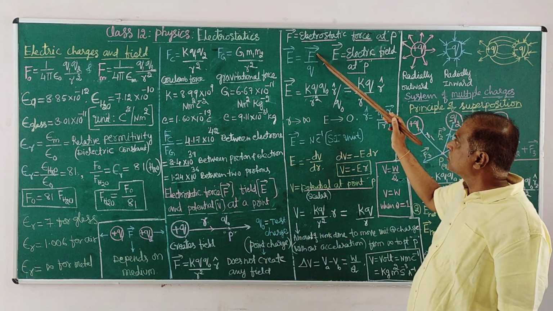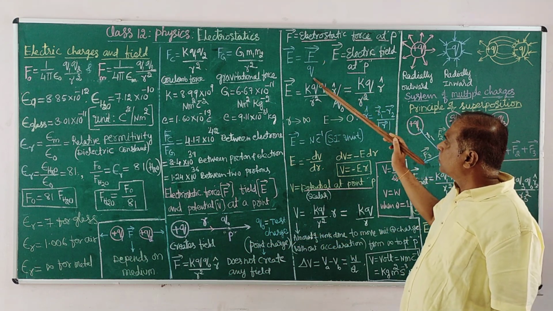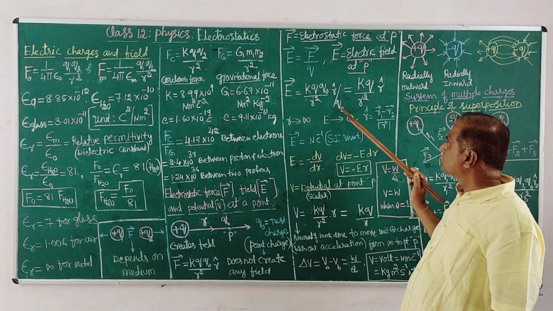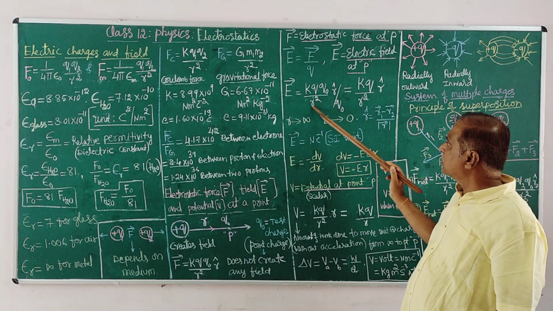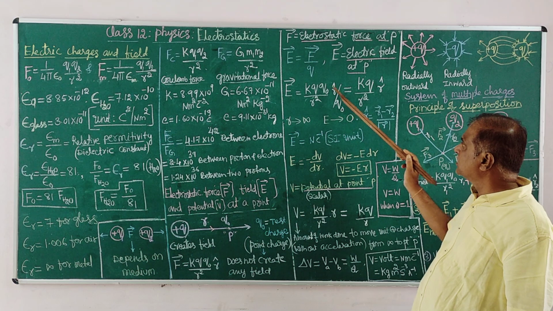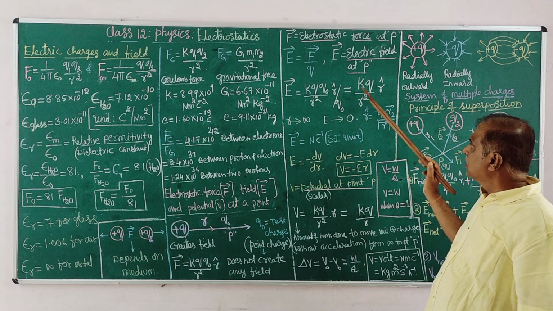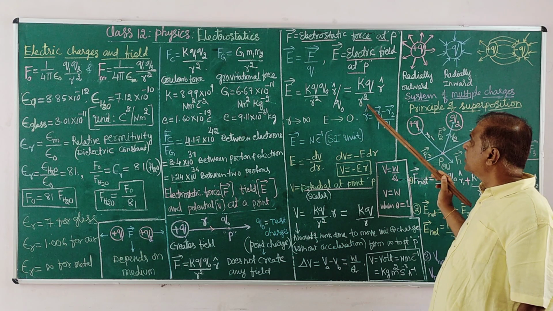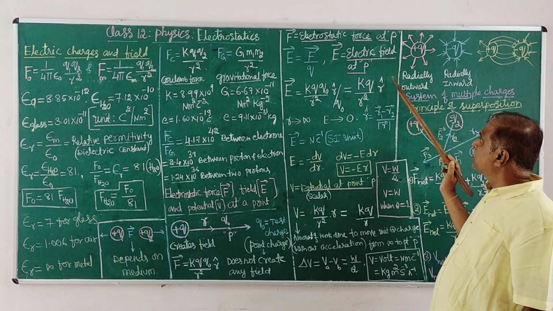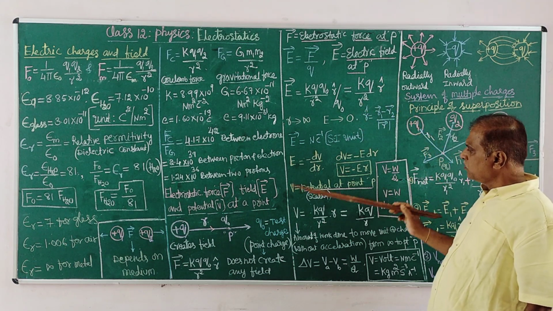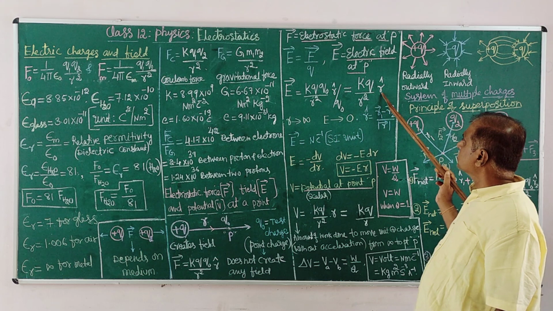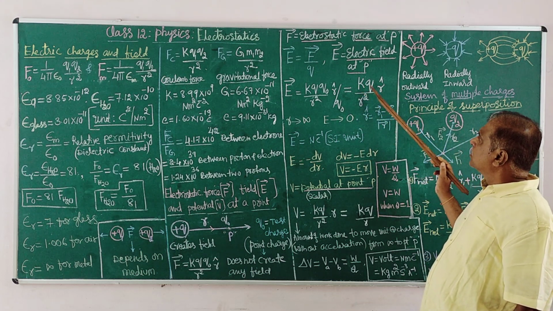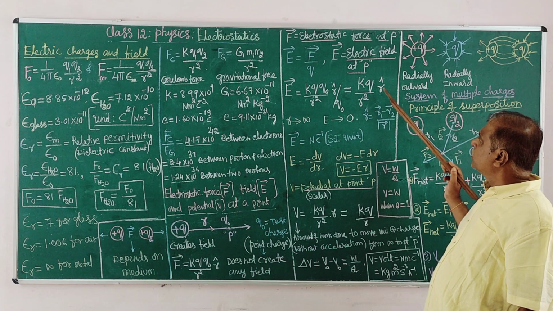Do the calculation. Substitute for Q. At this point, what is Q? Q naught. So this is F divided by Q. Simplify, you get this. This Q naught cancels. K into Q divided by R square, the magnitude of the electric field, into the direction of the electric field, the unit vector, the same unit vector. What is its value? K Q divided by R square into unit vector.